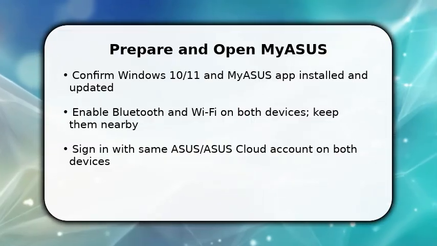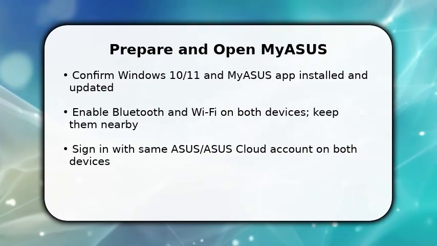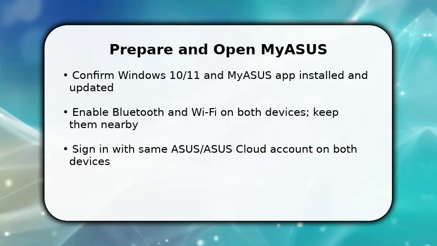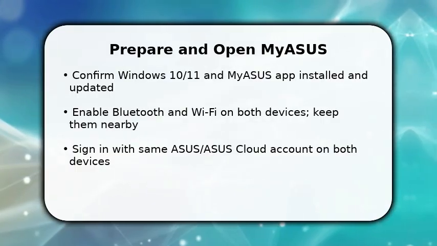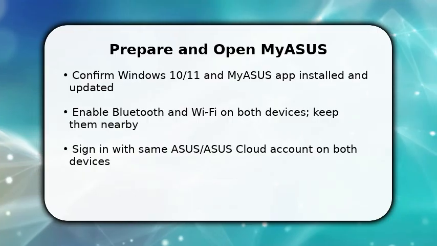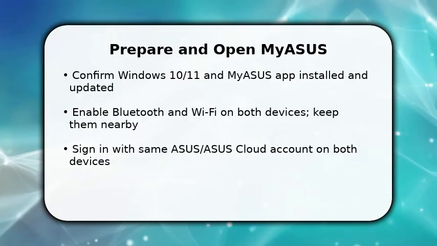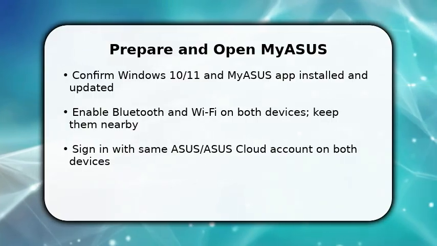You start by getting prerequisites out of the way. Make sure your PC runs Windows 10 or 11 and the MyASUS app is updated. Enable Bluetooth and Wi-Fi on both the PC and phone. You need low-latency discovery. Sign into the same ASUS account on each device so they can authenticate.